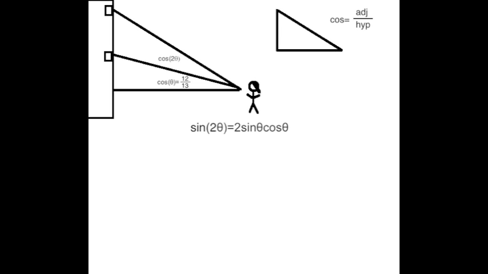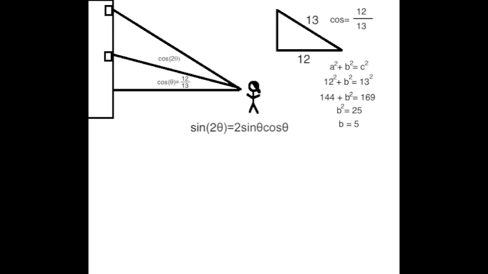We know that cosine equals the adjacent side over the hypotenuse, so the measures of the adjacent side and the hypotenuse are 12 and 13, respectively. We can find the measure of the opposite side using the Pythagorean theorem. The adjacent side squared plus the opposite side squared equals the hypotenuse squared. Let's plug in our values and solve for b, the opposite side.